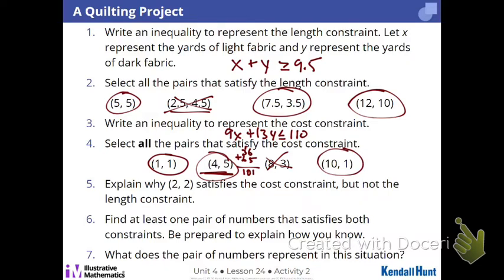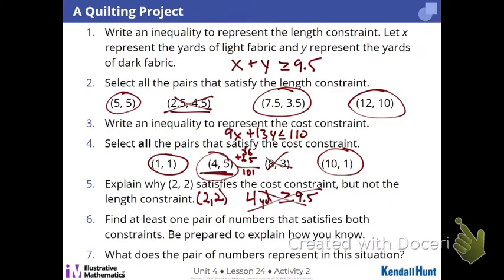Now let's talk about 2-2. Okay? So, let's put that in. Which one does that not work in, like, slam dunk for sure? You don't even have to do anything. Length. Because this only gives us how much? 4 yards, which is not more than 9.5 needed.